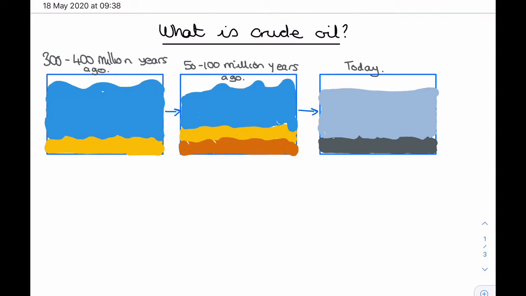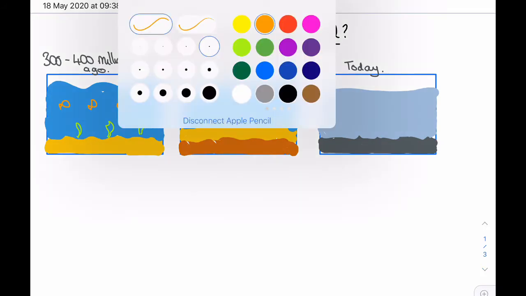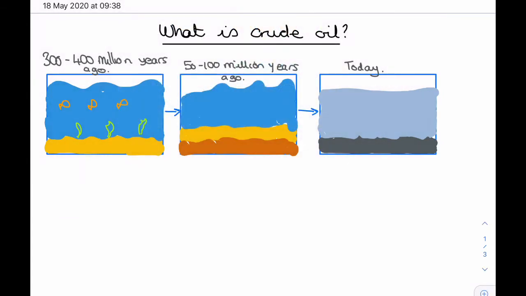So you have to imagine originally in the sea we've got some plants at the bottom, we've got some fish and different animals. Draw goldfish for ease. You've got other things like plankton, different animals. I'm going to leave it at that so you can imagine animals in the sea with the sand at the bottom. And that is 300 to 400 million years before the crude oil can be used.